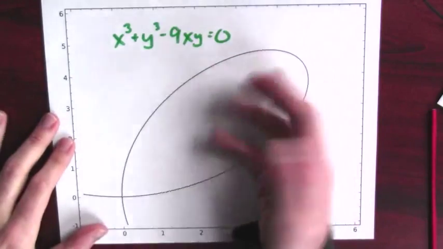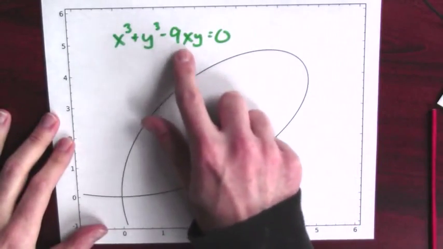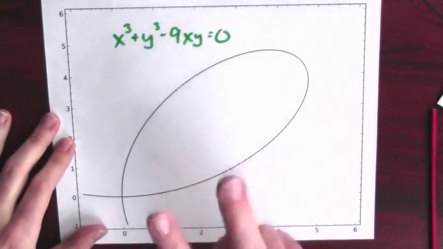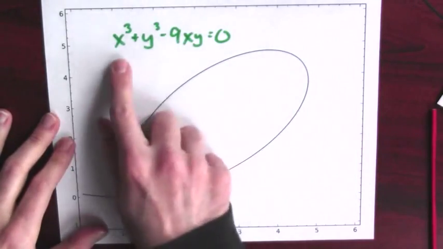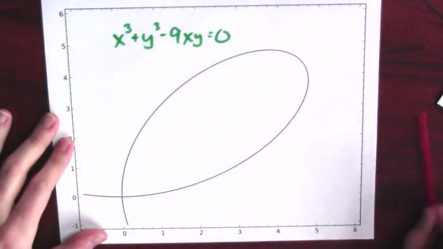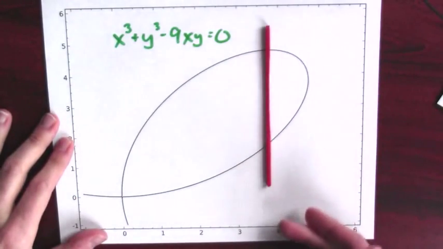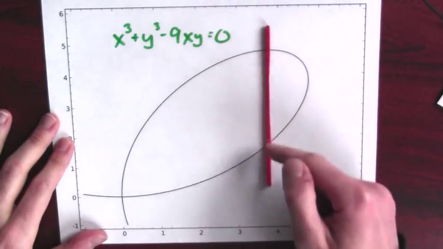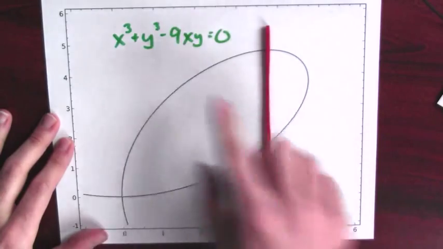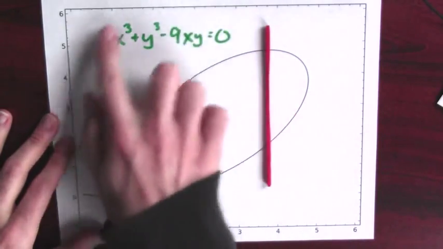It's really a relation. X cubed plus y cubed minus 9xy is a polynomial in two variables, in both x and y, in both. I can't solve for x in terms of y. Look, this graph fails the vertical line test. For a given value of x, there's potentially multiple values of y which will satisfy this equation.